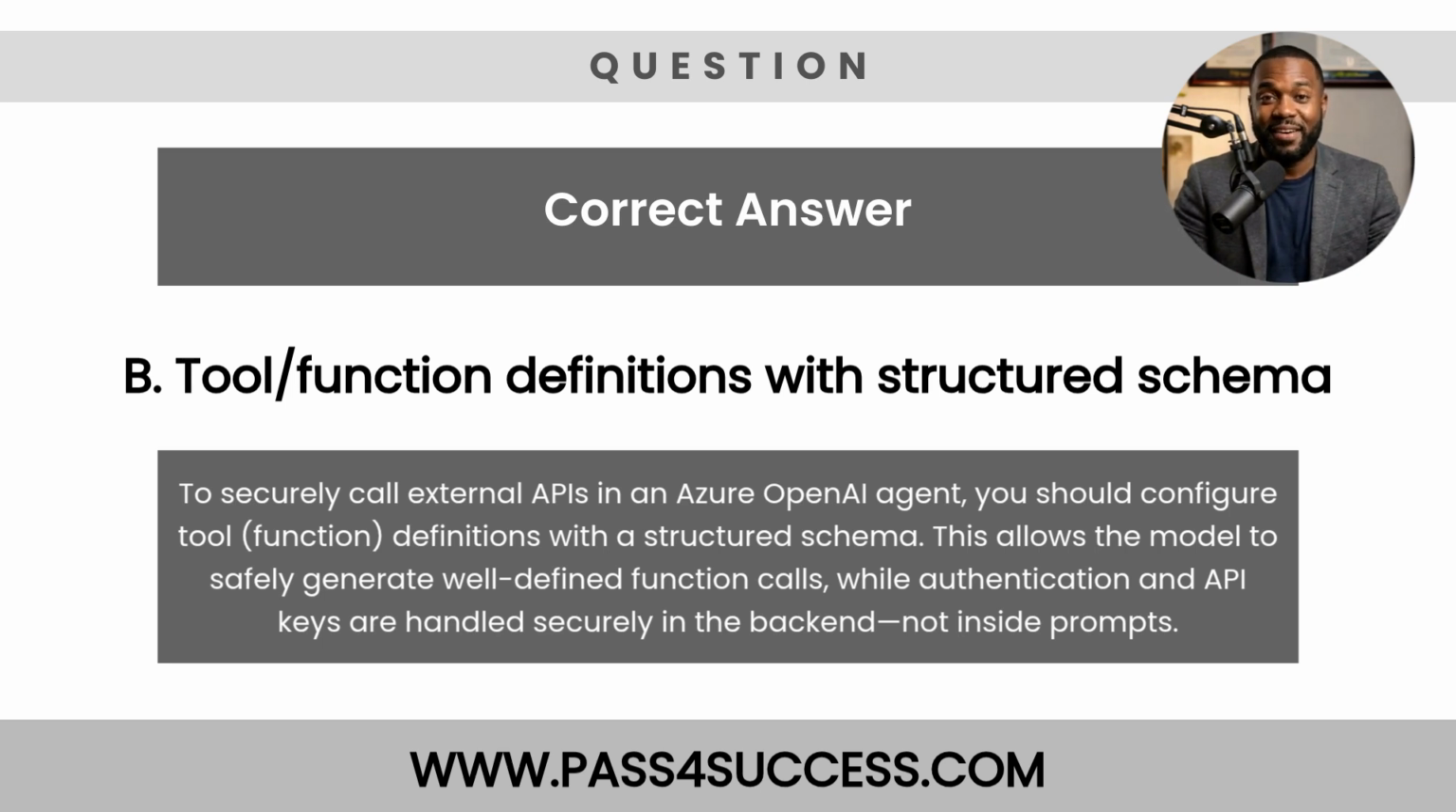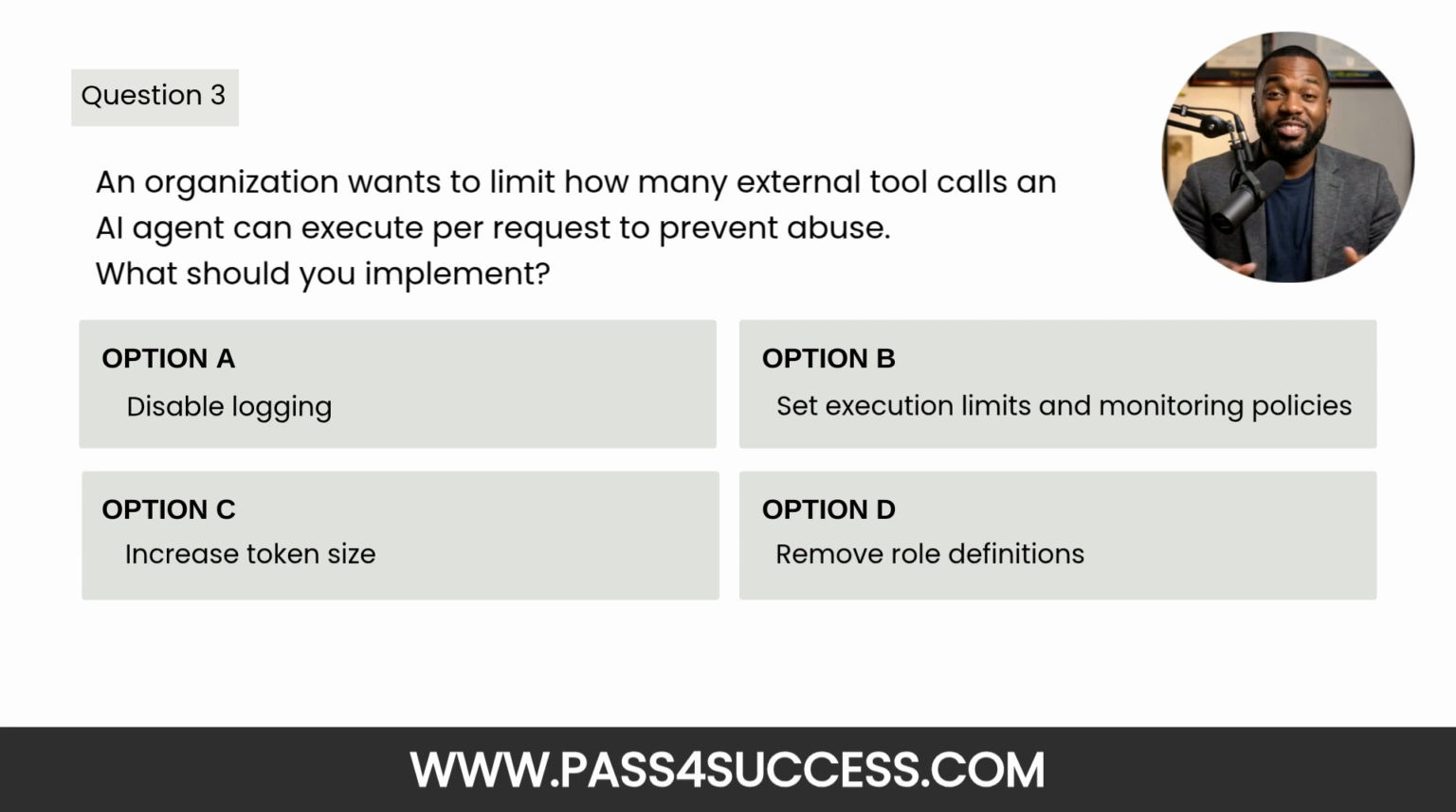Correct answer, B. Tool function definitions with structured schema. To securely call external APIs in an Azure OpenAI agent, you should configure tool function definitions with a structured schema. This allows the model to safely generate well-defined function calls, while authentication and API keys are handled securely in the backend, not inside prompts.